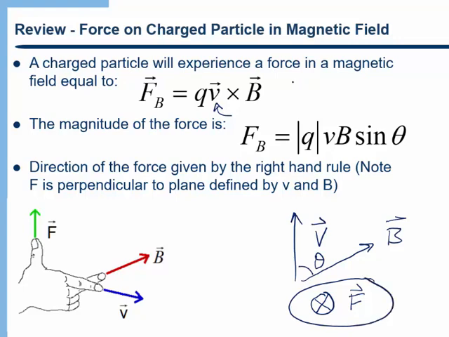Now, again, we don't use this as a formula to actually calculate the force. What we do is we find the magnitude. And so the magnitude of the force is QVB sine theta. Again, theta is the angle between V and B. Also, remember that if the particle is negative, you either have to flip your answer that you get with the right-hand rule or simply use your left hand.